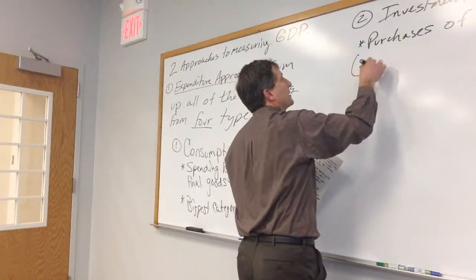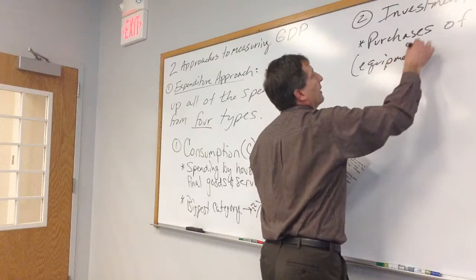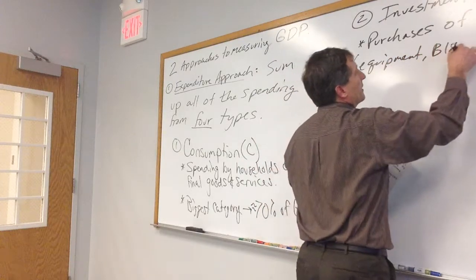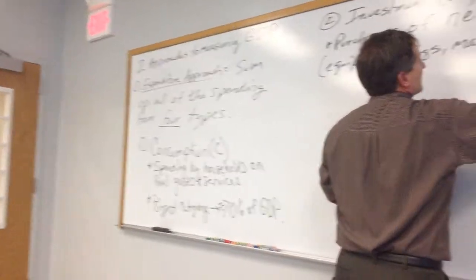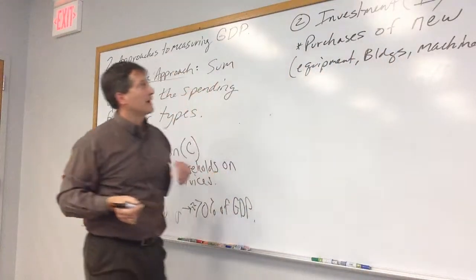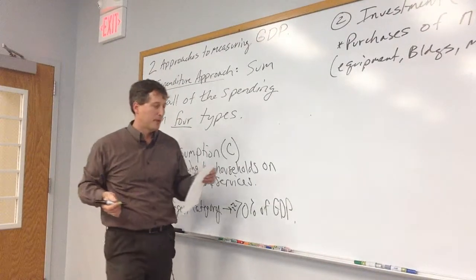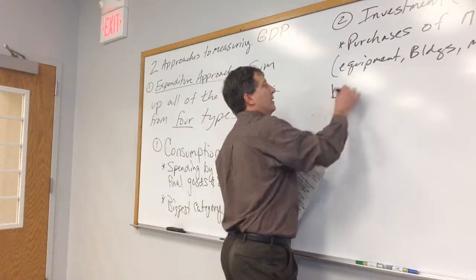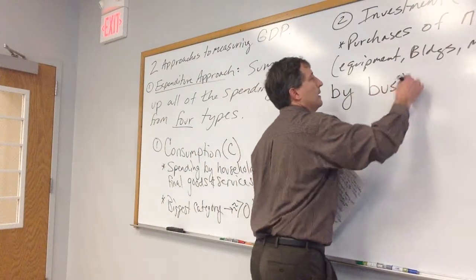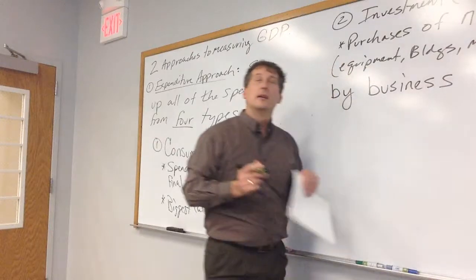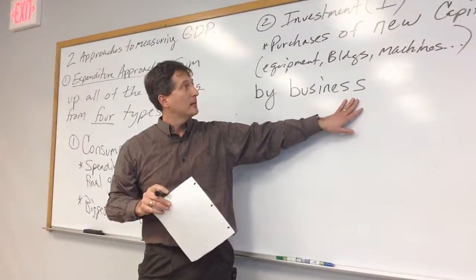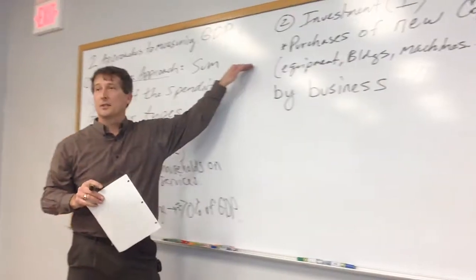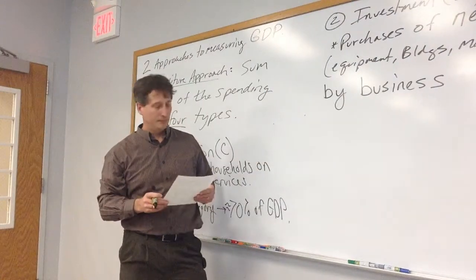Let's put in parentheses: equipment, buildings, machines, dot, dot, dot. Our bucket of capital: purchases of new capital by business. So now we're on the right side of the island with the businesses making purchases of capital.